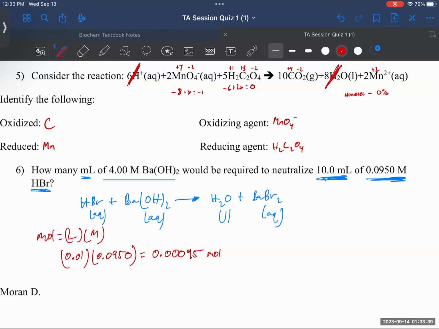moles. And what element does this correspond to? Sorry, not element, compound. HBr. So this is the moles of HBr. But we don't want moles of HBr, we want the volume of barium hydroxide. To do that, we need to get to the moles first. So is there any way to get from moles of HBr to moles of barium hydroxide? Mole to mole ratio. But you will recall that I forgot to do a step. What is that? Balanced chemical equation.